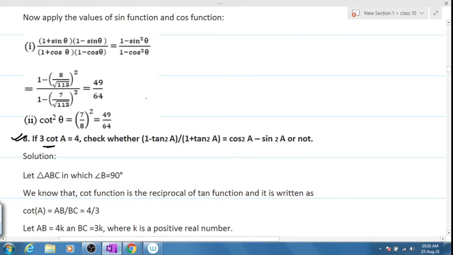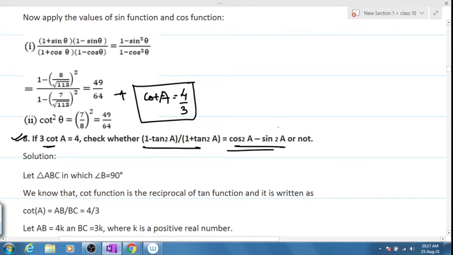Now over here, cot A is equal to 4 by 3. Is it clear? Now you have to see if this quantity is equal to this quantity or not. So basically you have to calculate LHS, and then you'll have to calculate RHS, and then go on to see whether these two are similar or not. Since cot A is given, what do we require out here? Tan A, cos A and sin A, right?